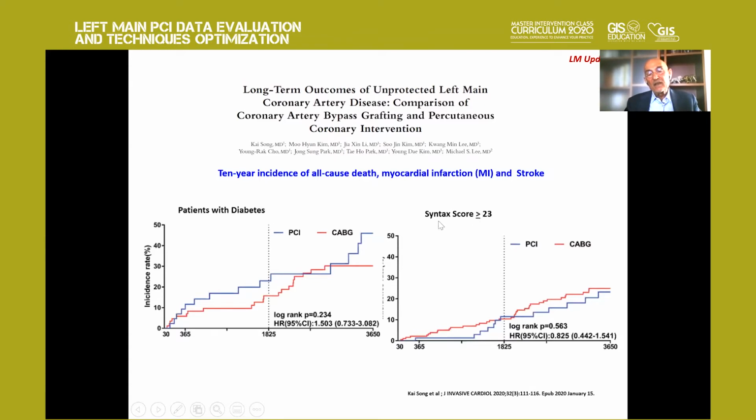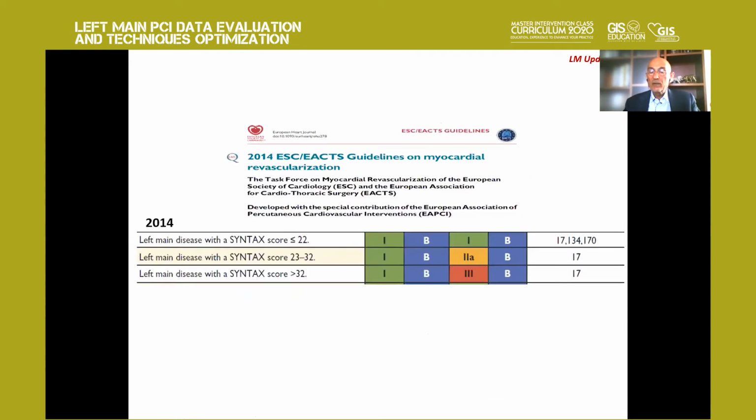And you can see that in diabetes, there is no difference in the outcome, that means the need for revascularization between PCI and surgery. And also in syntax more than 23 at 10 years, the curves will be converging, and the difference will be less in terms of MACE at long term.